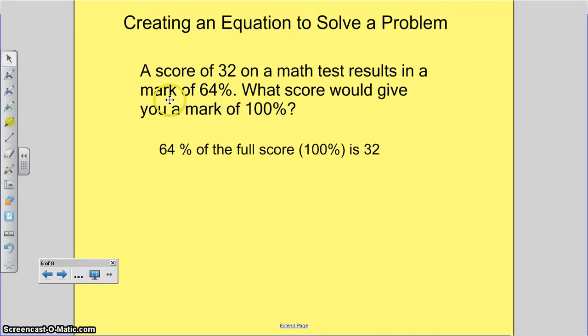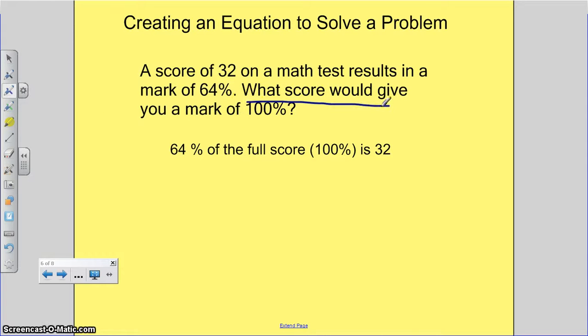Okay, we're just going to show you one other kind of problem in this section that I think requires a little bit of help. We have a score of 32 on a test, and that gives you 64. So what we don't know is what the test was out of. Really, that's what that last question is asking. What score would give you a mark of 100? So another way to say that is, what's the test out of?